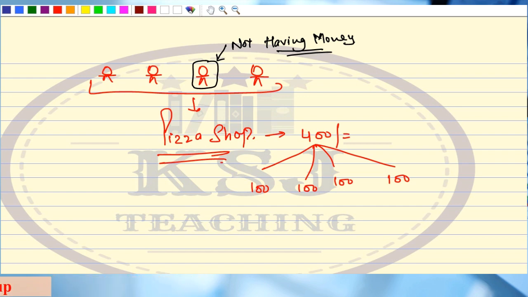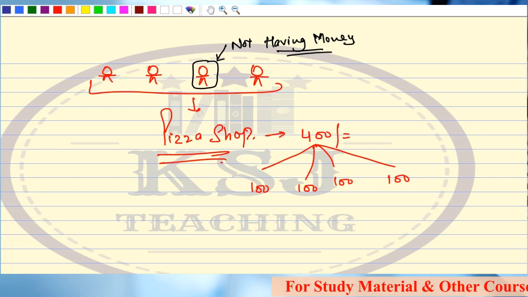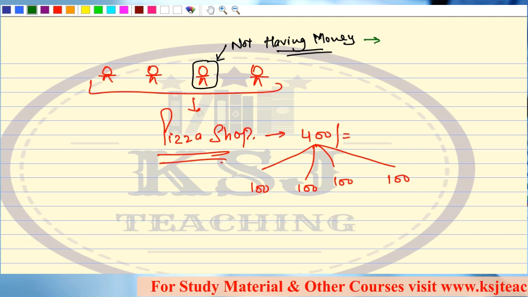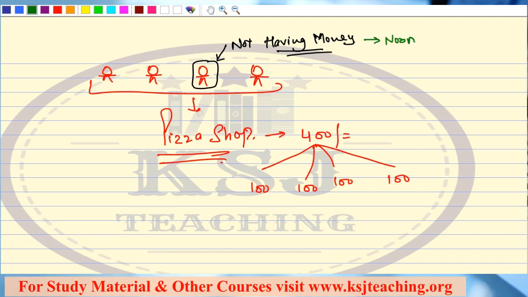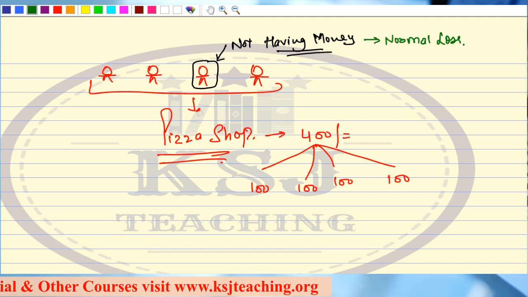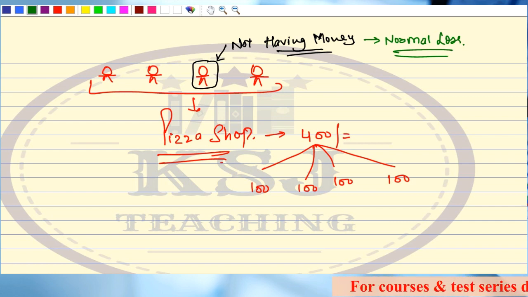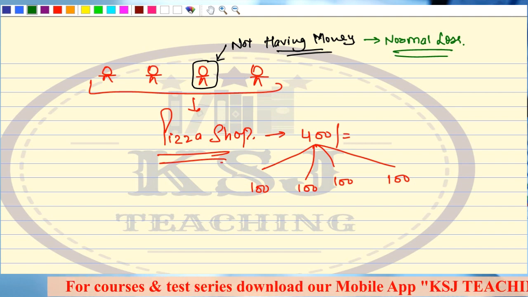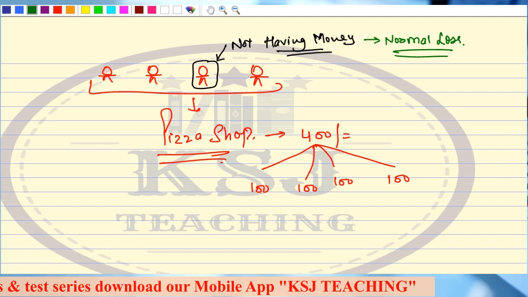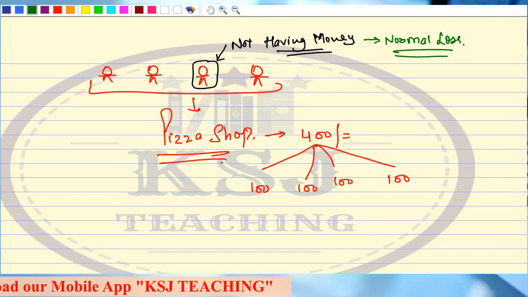Now you know his nature, right? The rest 3 of you all know his nature and you know that he will not be bringing the money. So that is a normal loss for you. You have already created a provision for this, that this is my normal loss. In any case, he is not going to bring the money. So that is a normal loss for us. Clear? This is a normal loss.